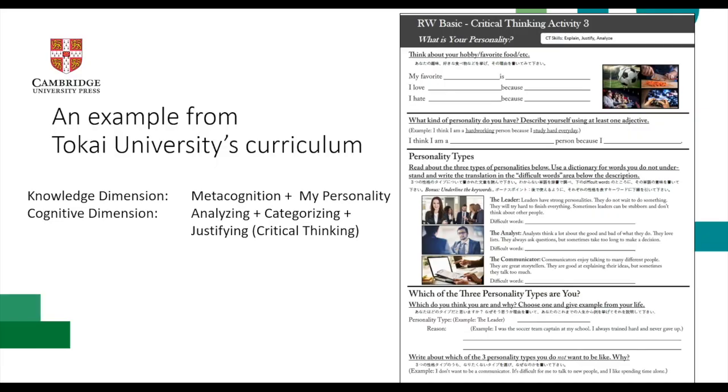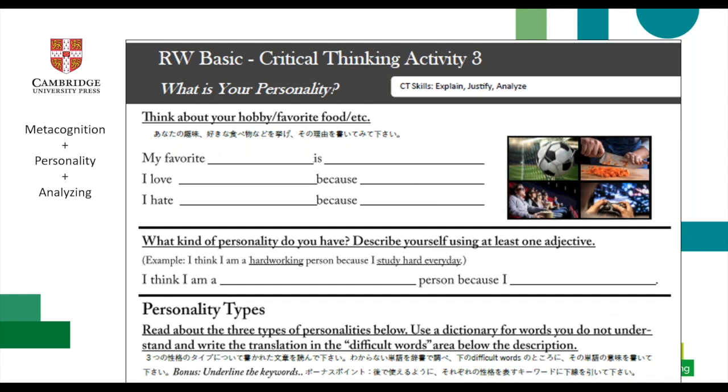And this is what we came up with. So I'll give you a zoomed in view here in a minute, but it says RW Basic Critical Thinking Activity 3. So you can imagine we actually have quite a few different prints for our students and the teachers to use. We do show the CT skills that we want the students to use. We want them to explain something, we want to justify their answers, and to analyze themselves. And as you'll see here on the next slide, they actually have to categorize themselves as well.